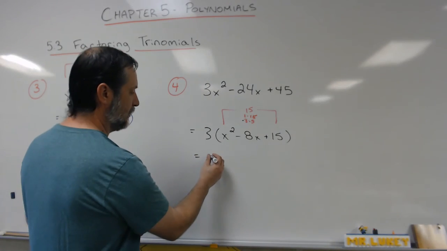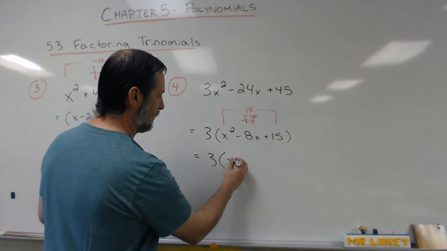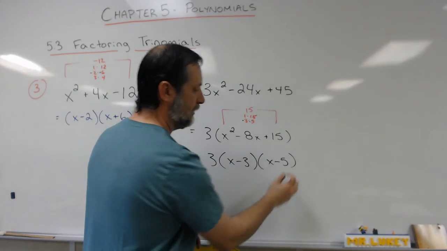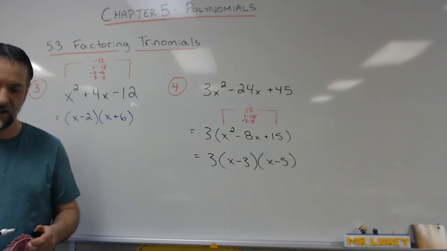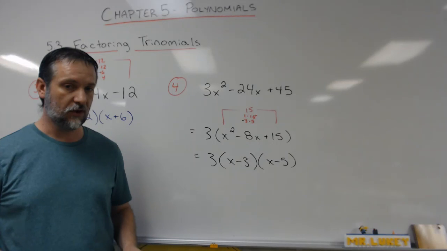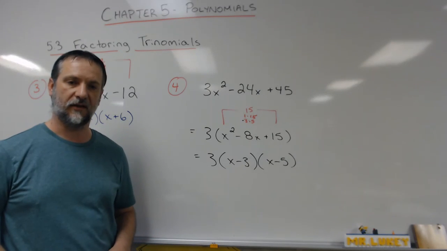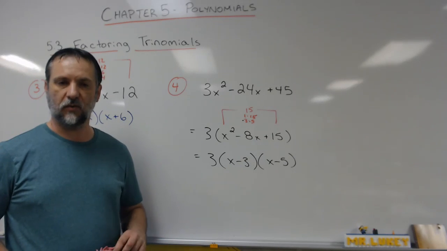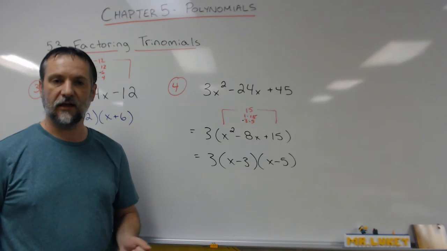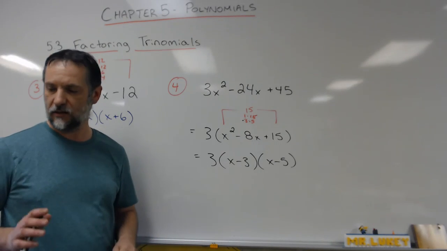Because my a value is 1, I can just turn this into 3 times x minus 3 times x minus 5. And there we go, shortcut. It makes some of these questions that look huge and complex quick and easy now. So that is going to be our quick look at factoring trinomials. We just got some special cases to look at, and then we'll be done this lesson.